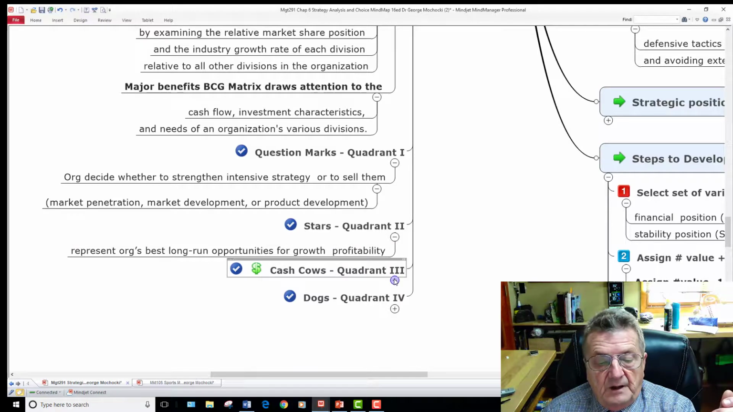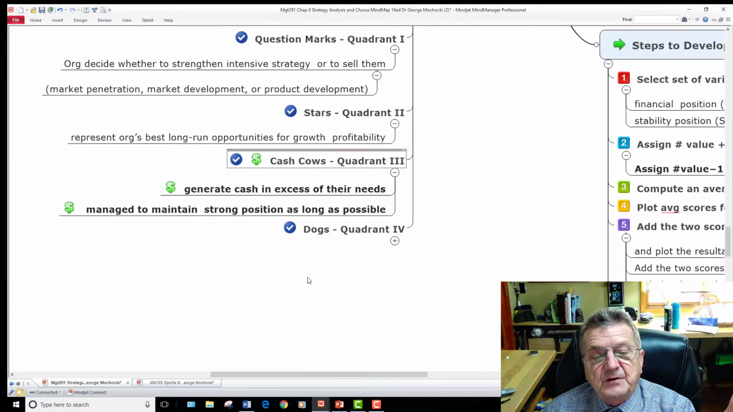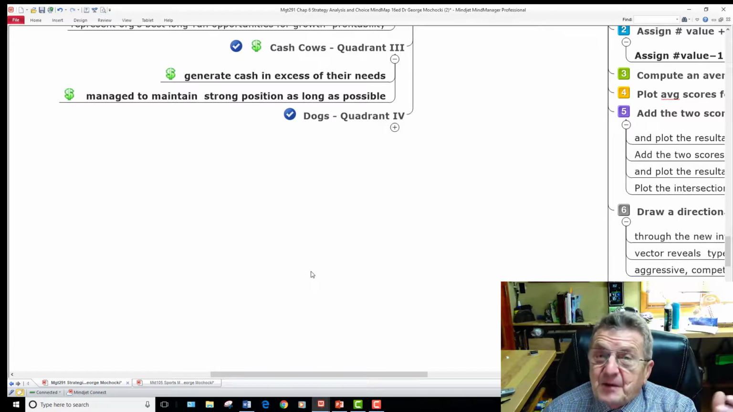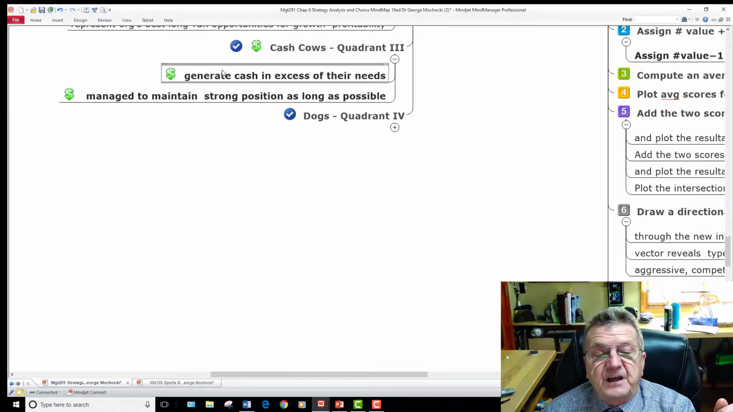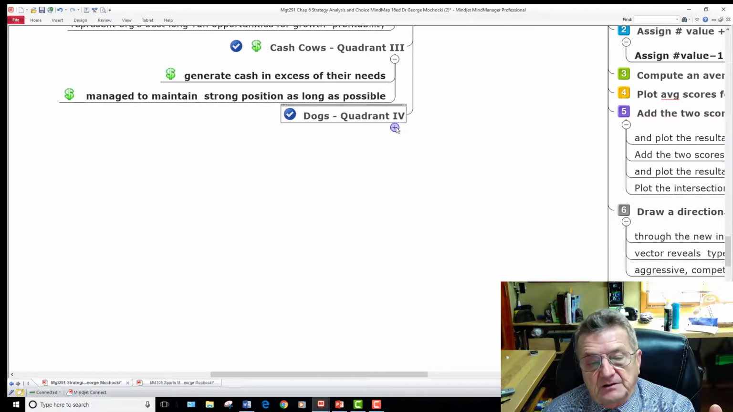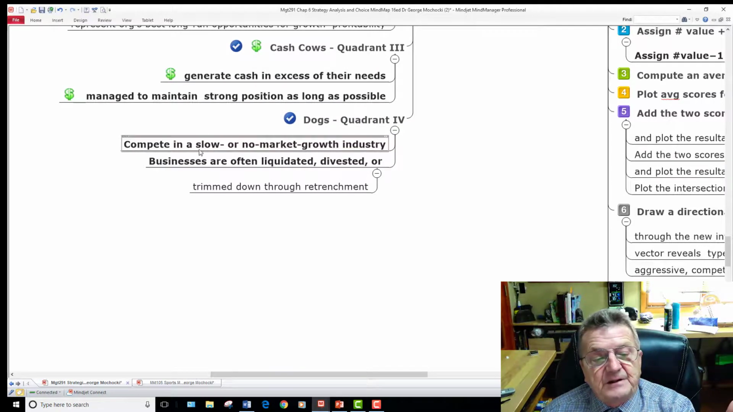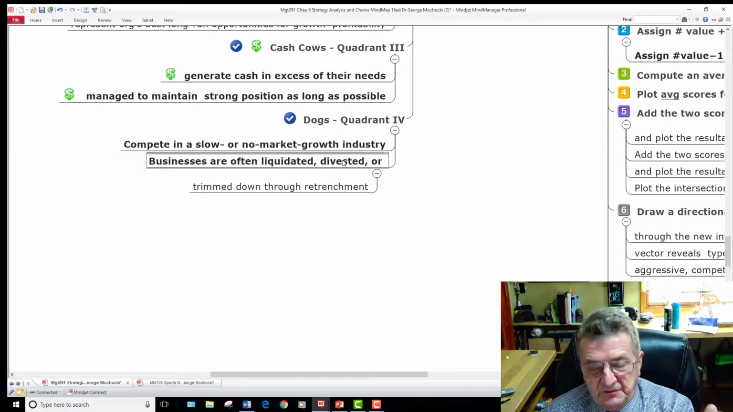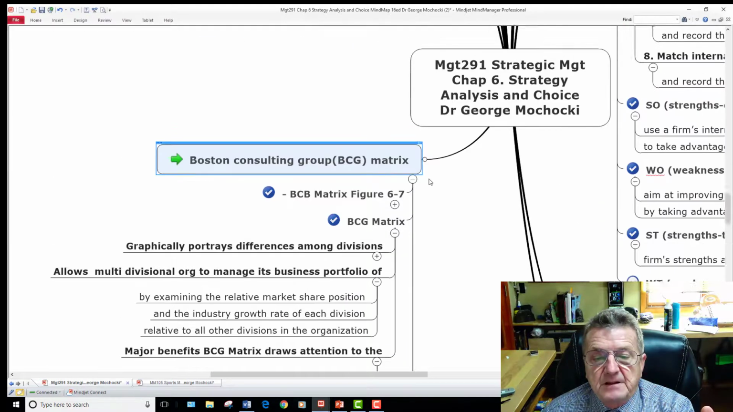Okay? In quadrant 3, cash cows. In business, when they talk about cash cows, they basically mean that's my money maker. It generates cash in excess of their need. I make more than I need to. Manage to maintain a strong position as long as possible. And then the dogs. They compete in a slow or no growth market or industry. You may be in a market that doesn't grow. Businesses are often liquidated, diversified, or trimmed down through retrenchment. Okay, so we got that pretty good.